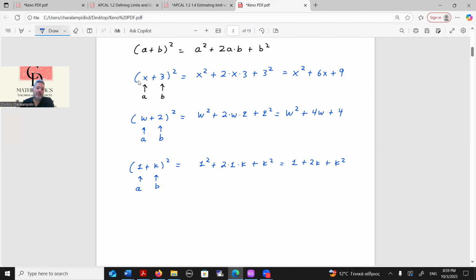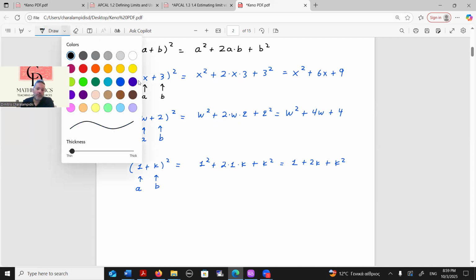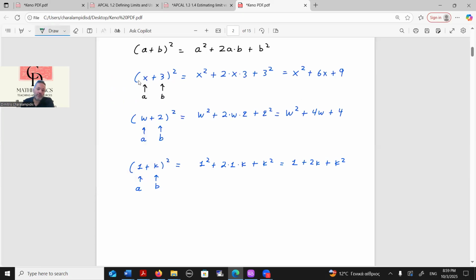Let's increase the level of difficulty a bit. And let's change color for that. 2x plus 5 and all that squared. In this case, again, we have something times something else and all that squared. So A is represented by 2x, by the entire 2x, while B is represented by 5. We know that the expansion starts with A squared, so it should be 2x and all that squared, plus 2 times 2x times 5, plus 5 squared.